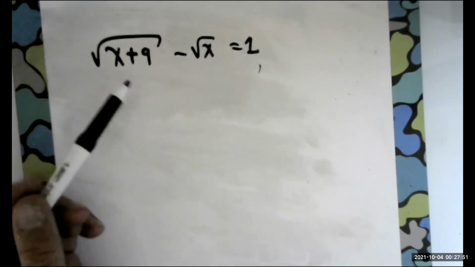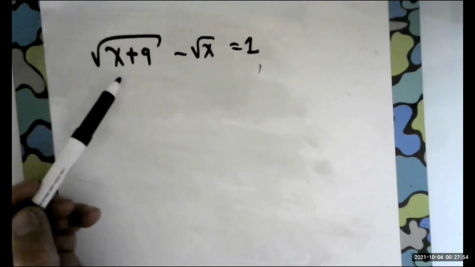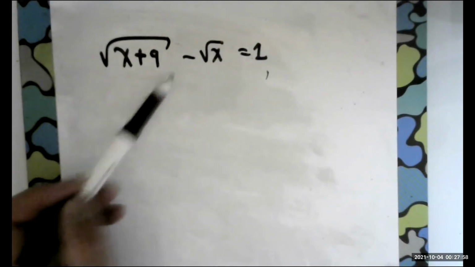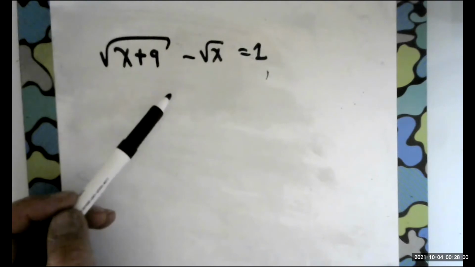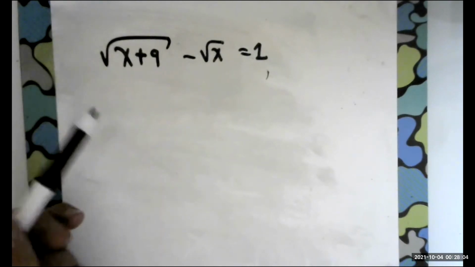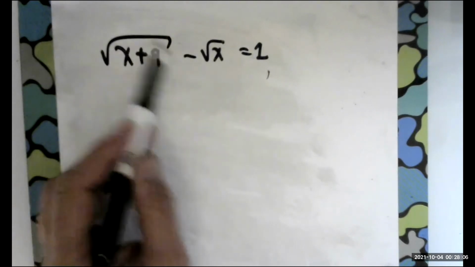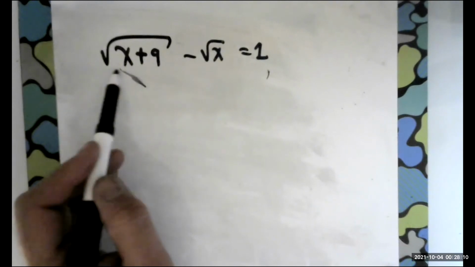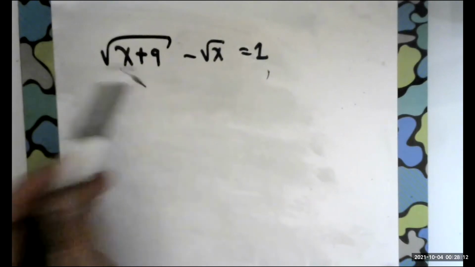So let's start with this. Let's try this one. Notice that I have two radicals. So the idea will be to isolate one, we square, then isolate the second radical, and we square again. So I like to start with the more complicated one. So let's go ahead and isolate this guy, the square root of x plus 9.